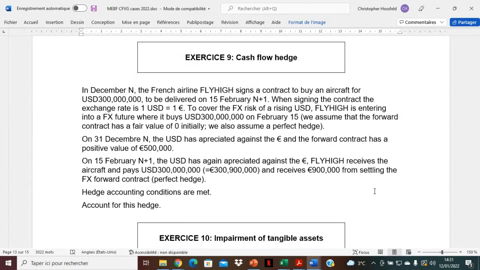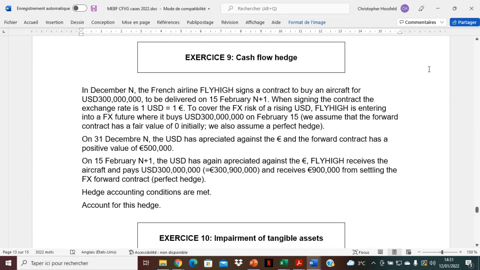On December 31st, the US dollar has appreciated against the euro, and the forward contract now has a positive value of 500,000. And on February 15 of N+1, the US dollar has again appreciated against the euro, and Flyhigh receives the aircraft and pays $300 million, and for this you need to pay 300.9 million euros, and receives 900,000 euros from settling the foreign exchange forward contract. Hedge conditions are met. Account for this hedge.